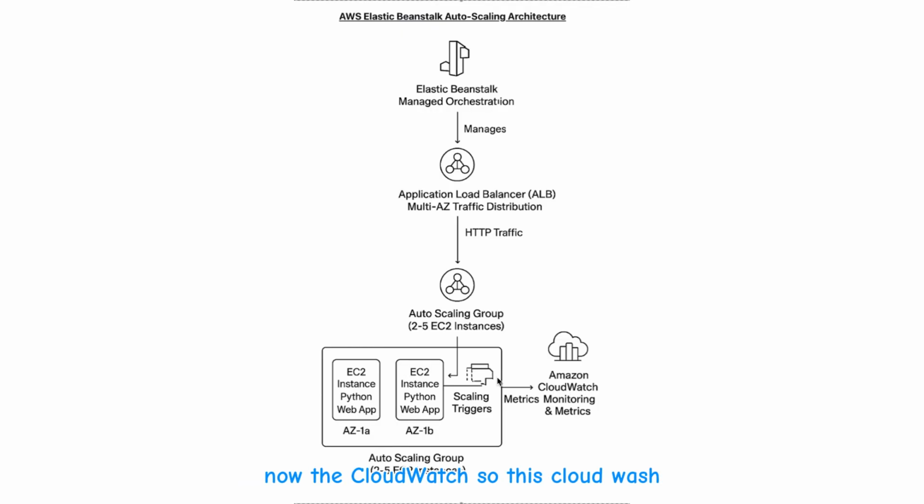Now CloudWatch, our monitoring and automation. CloudWatch is our monitoring nervous system. It collects metrics, triggers scaling events, and provides real-time visibility. When CloudWatch detects high CPU, it tells autoscaling to add capacity, creating a perfect automation loop.